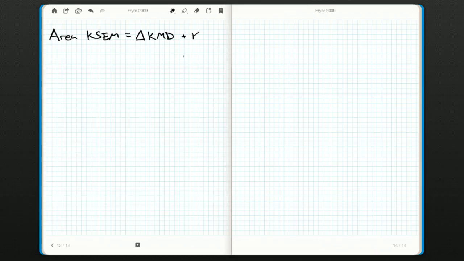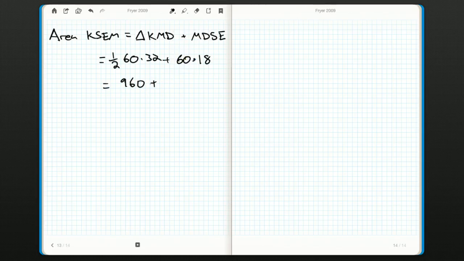What was it? No, it's not K, it's M. MDSE. So that's 1/2 base times height, plus length times width. So that's 60 times 16, 960, plus 60 times 18, 1080. And we add those two together. We get 2040.